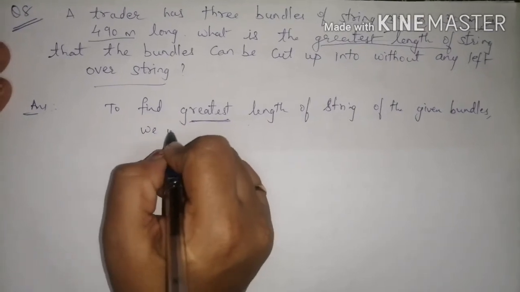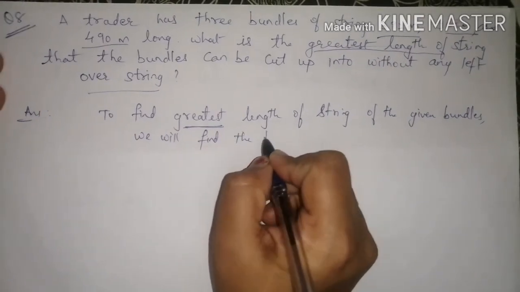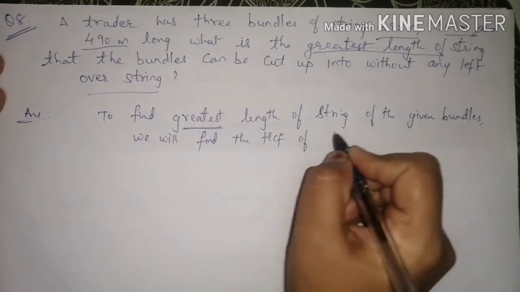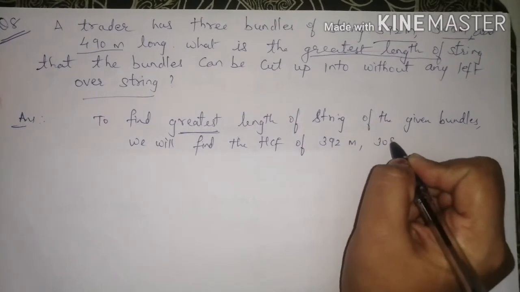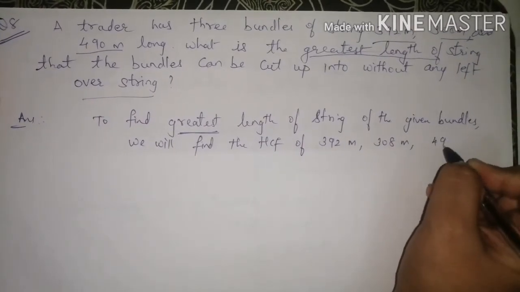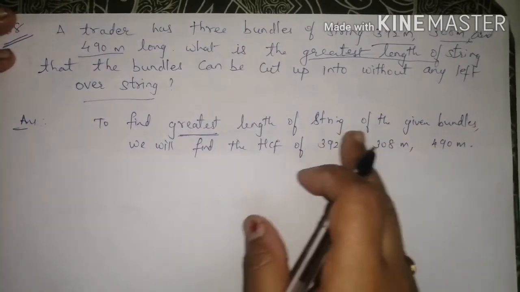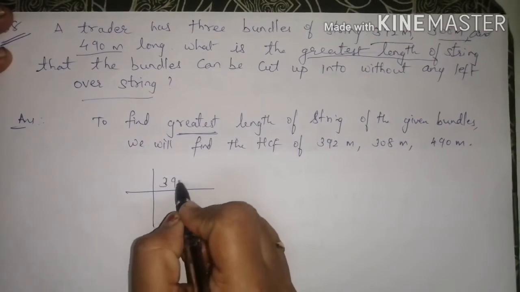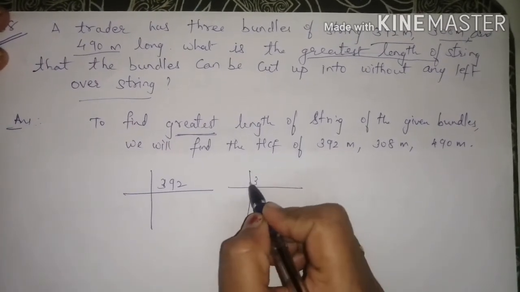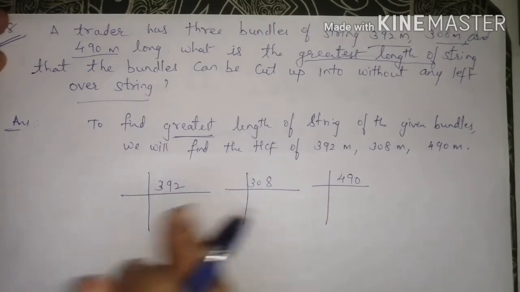We will find the HCF of the given 3 bundles: 392 meter, 308 meter, 490 meter. Let's find out the HCF of these 3 numbers. I will take down the factors individually, like in the first method I have shown you. 392 individually I am taking the factors of, then 308 and 490. You can find it together also.